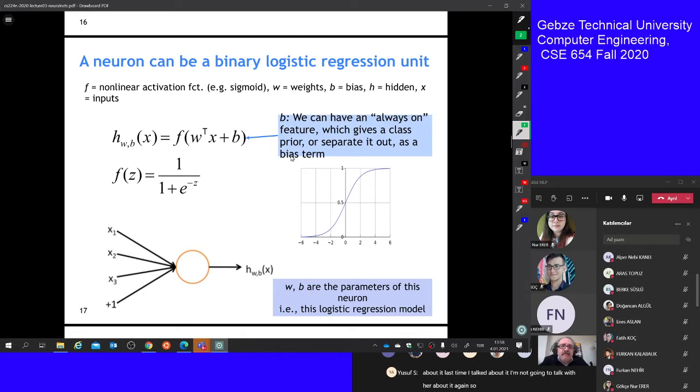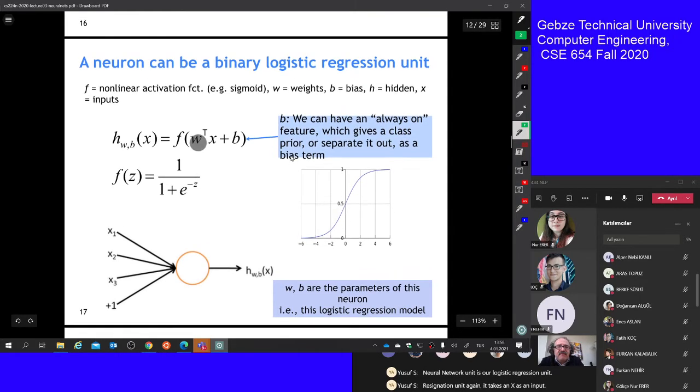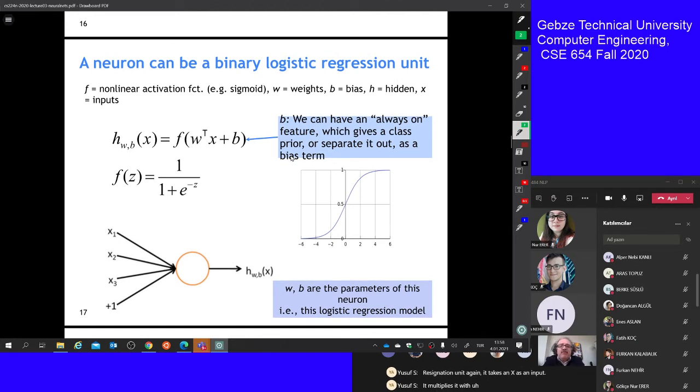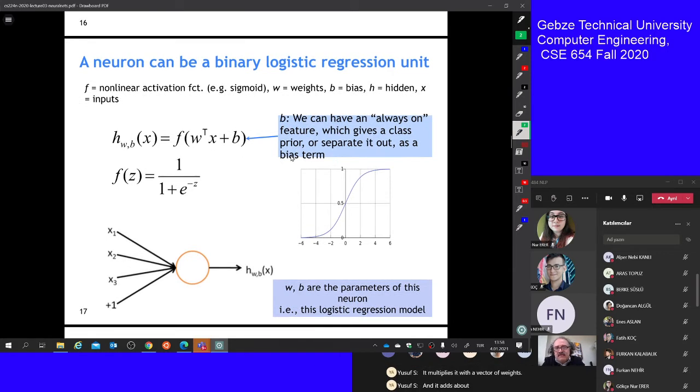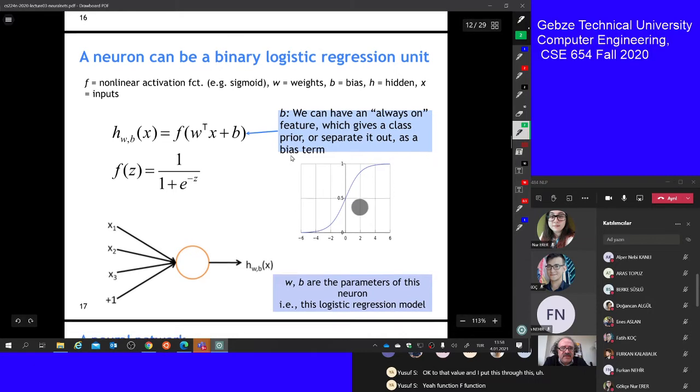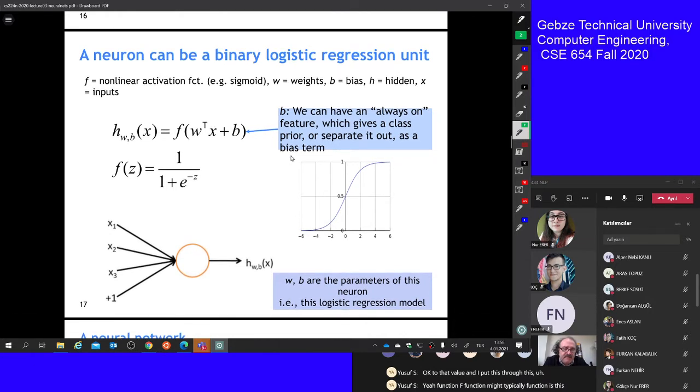So the basic neural network unit is our logistic regression unit. Logistic regression unit, again, it takes an X as an input. It multiplies it with a vector of weights, and it adds a bias to that value. And I put this through this F function. One typical F function is this. We call this sigmoid.